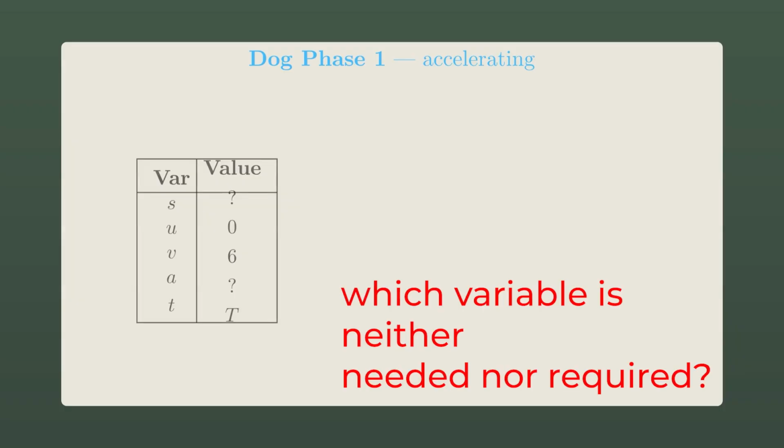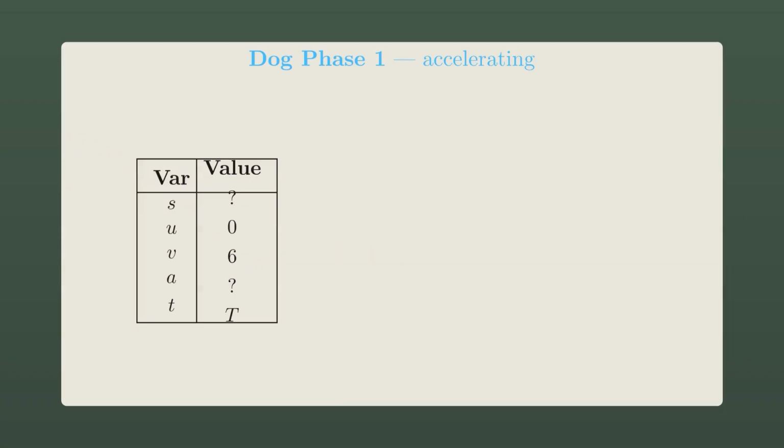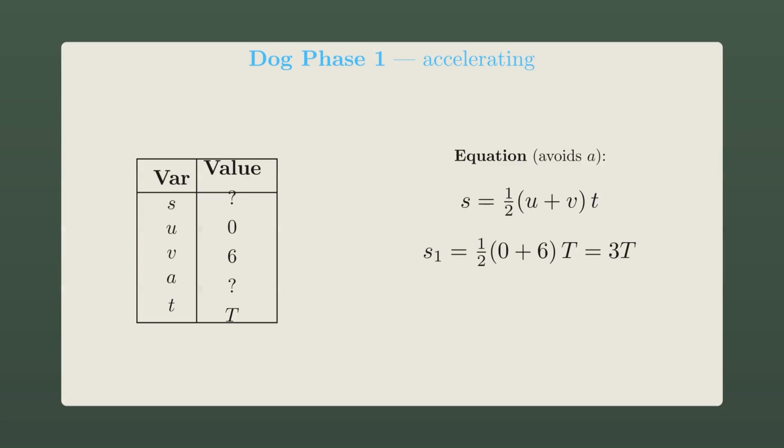If we take a look here, which variable is neither needed nor required? Well, that variable is A. We don't need that. But what we are looking for is S, because that's going to help us solve the grander equation combining with the cat's velocity as well. So what that gives me then is S is equal to a half U plus V times T, because this equation avoids A, which means that our displacement for the first phase is equal to a half 0 plus 6 times T, which gives us S1 is equal to 3T.